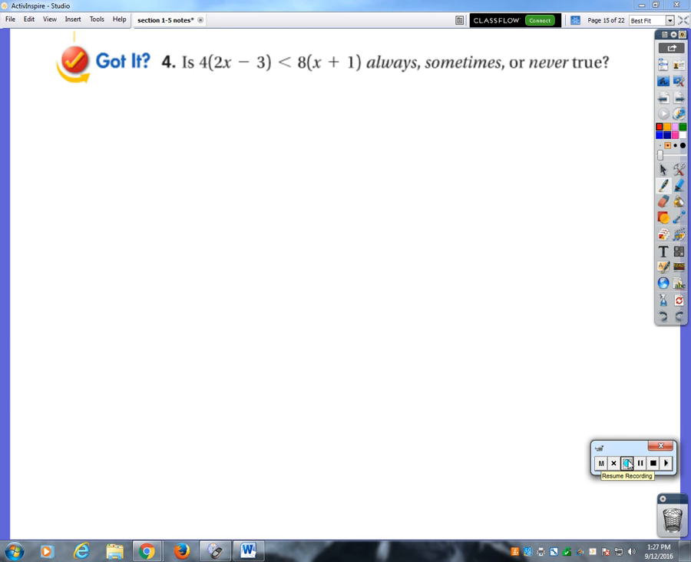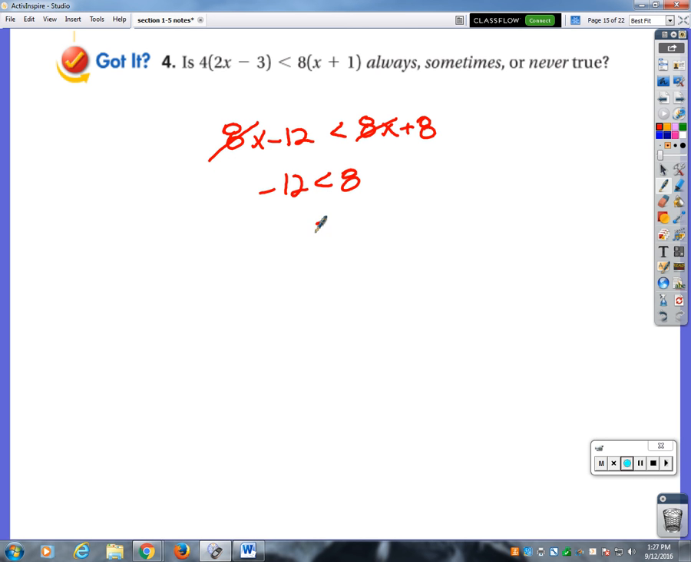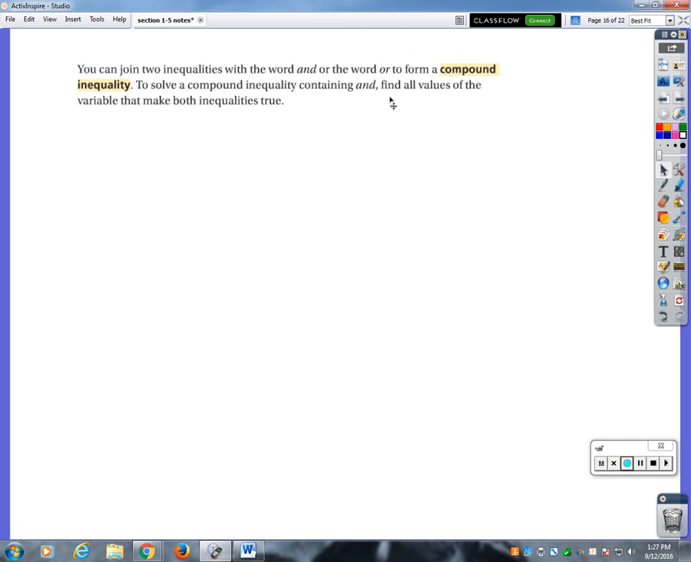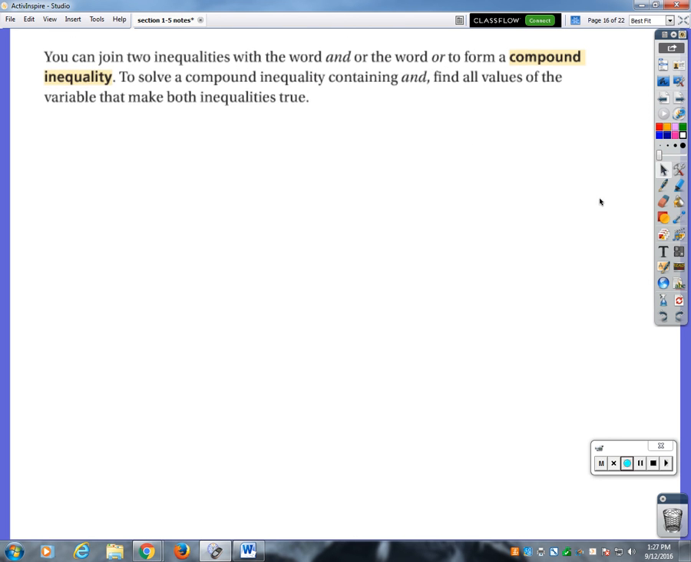Okay, the room is in pretty good shape. Walking around the room, most people distributed on both sides. And then you notice that there's 8x's here and 8x's there, so those can cancel out. So you get negative 12 is less than 8, which is always true. Okay? Good deal.